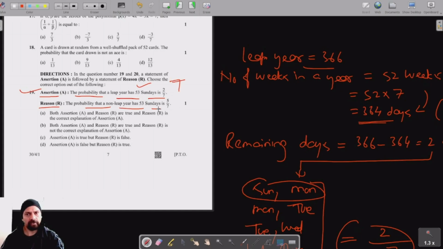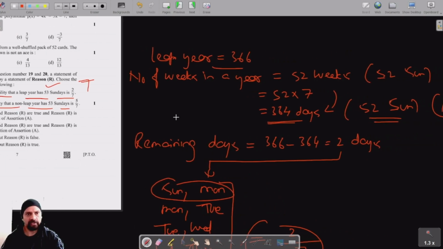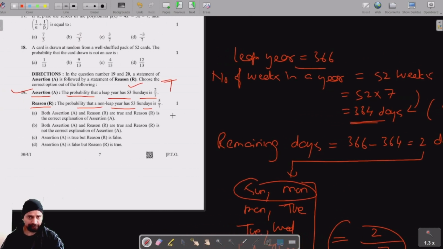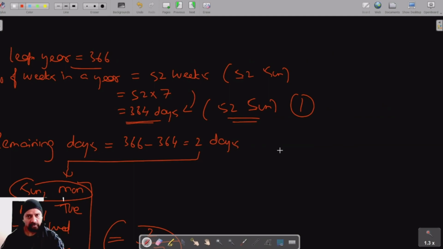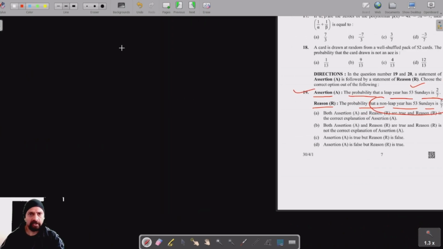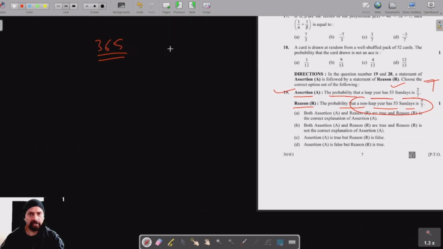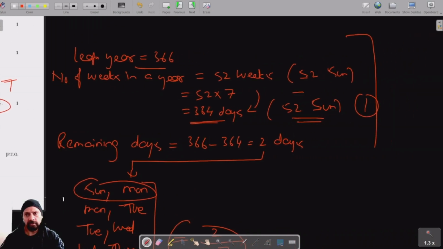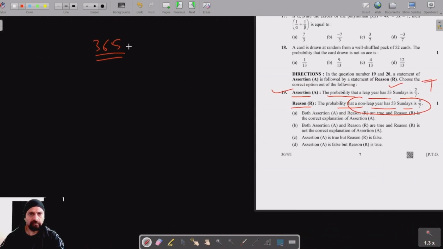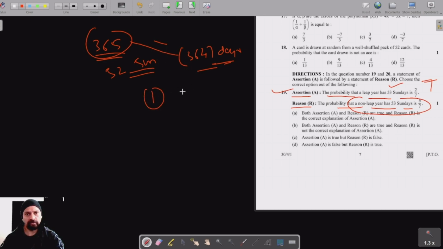Now the reason says the probability that a non-leap year has 53 Sundays. A non-leap year has 365 days, and 52 weeks will only make 52 Sundays. So 52 Sundays are in 364 days. Now we are left with 1 day. 365 minus 364 is 1 day.